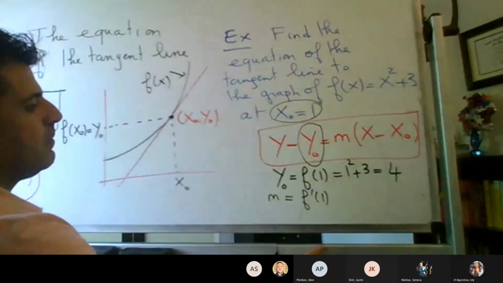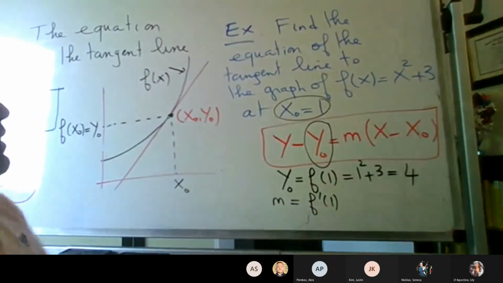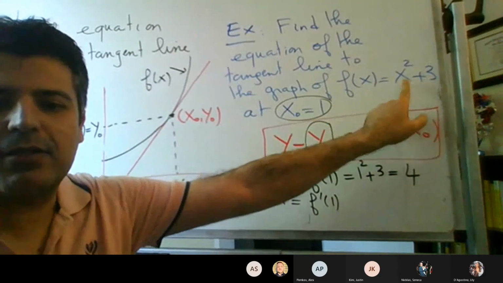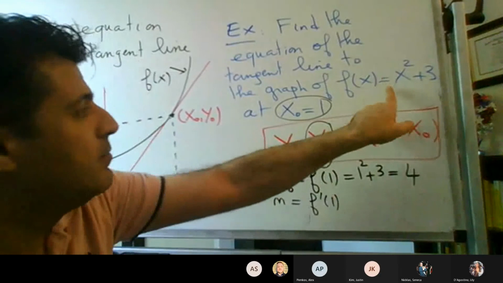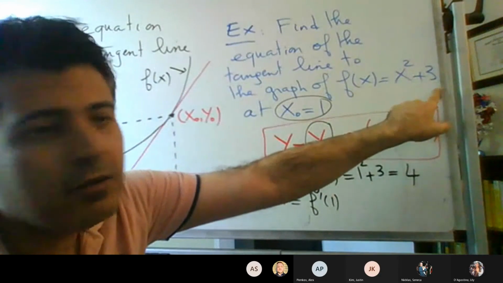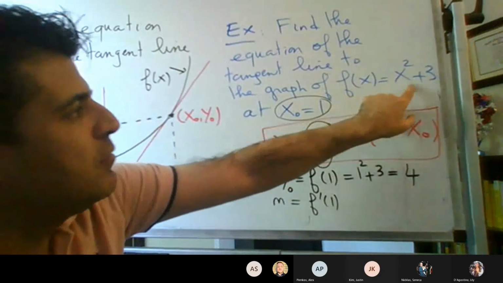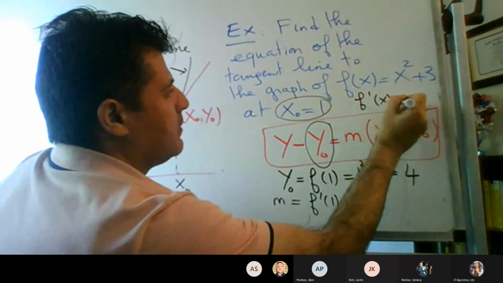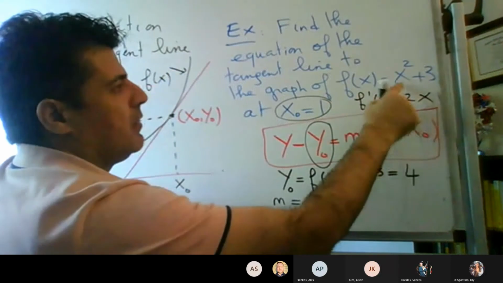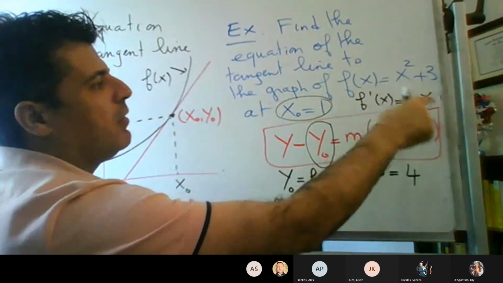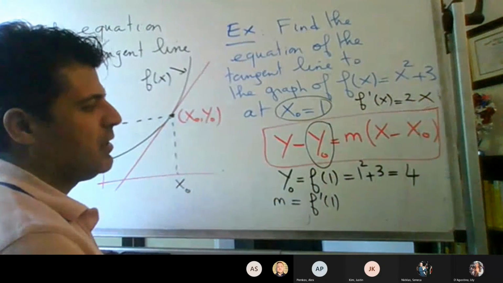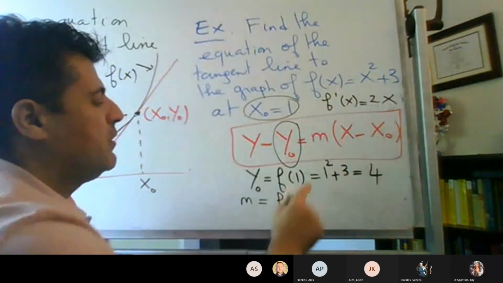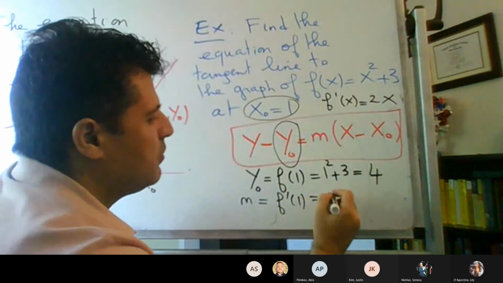So just calculate f prime at x first. What is f prime at x? The derivative of x squared is 2x. The derivative of 3 is 0. So f prime at x is 2x. I use the power rule. So in particular, f prime at 1 will be 2 times 1, which is 2.